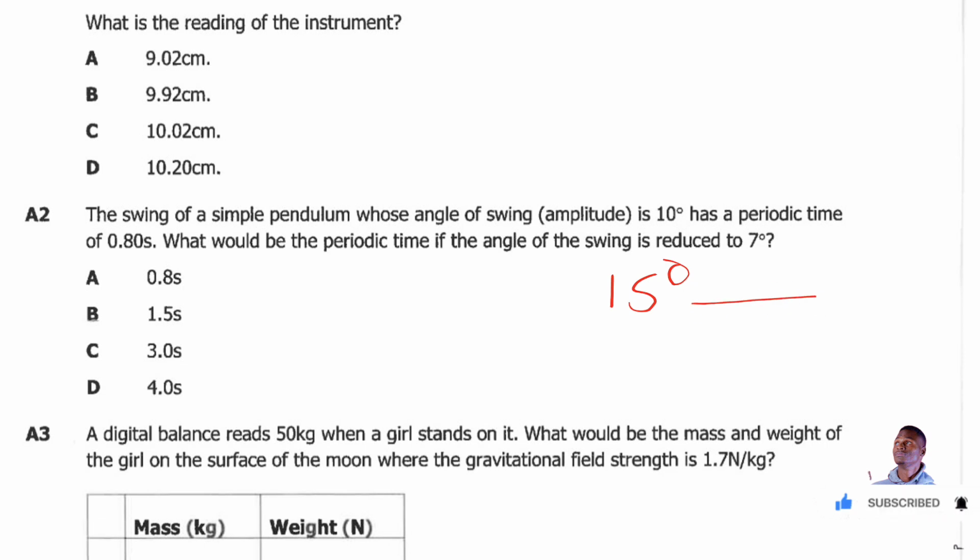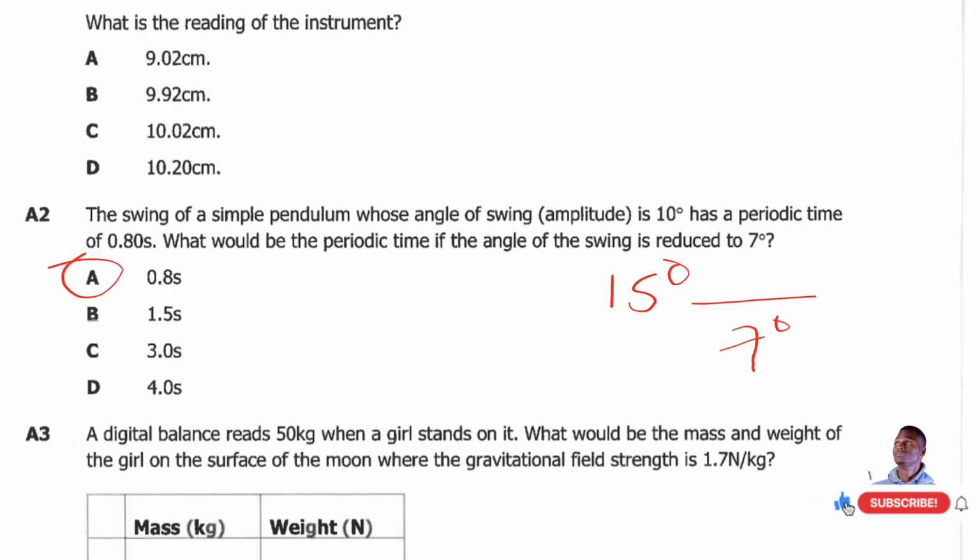The difference is minimal, there's just a slight difference in decimals. So even here at 7 degrees, the time will still be 0.8 seconds. So A here is the answer. You don't need to struggle here.